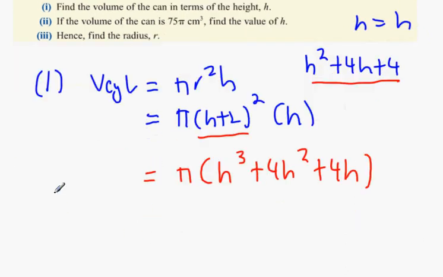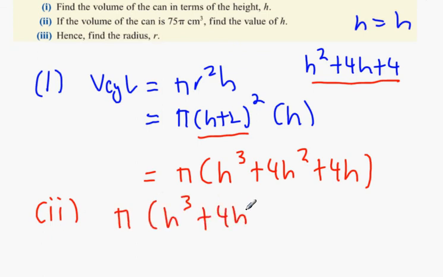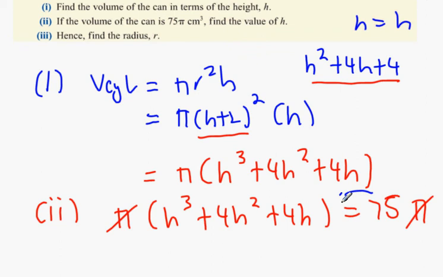Stop it there. If the volume of the can is 75 pi, find the value of h. Part 2. All of this, pi multiplied by h cubed plus 4h squared plus 4h, all equals 75 pi. The pi's will cancel on both sides. And then I'm going to bring the 75 over to the other side. I'm going to get h cubed plus 4h squared plus 4h minus 75 equals 0.